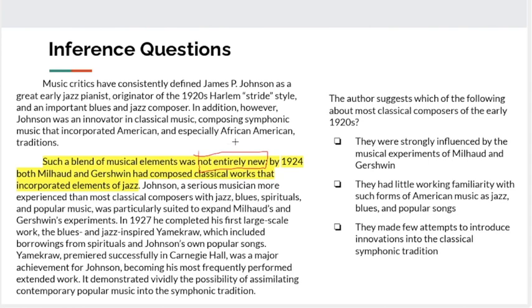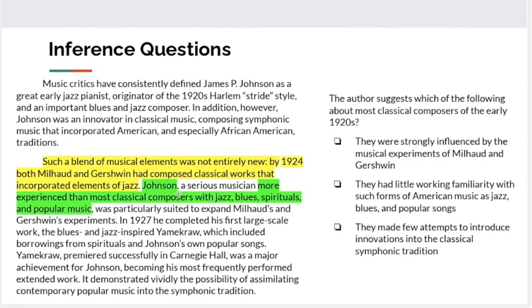It's kind of like if somebody walked out of a movie theater and you ask them, hey, how was that movie? Oh, it wasn't entirely awful. You would infer that it was mostly awful. So the same idea here, not entirely new, mostly new. And then the second sentence says that Johnson was more experienced than most classical composers with jazz, blues, spirituals, etc. So if he was more experienced than most, that means the others were less experienced than he was.